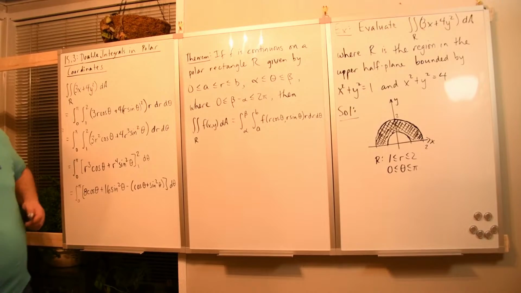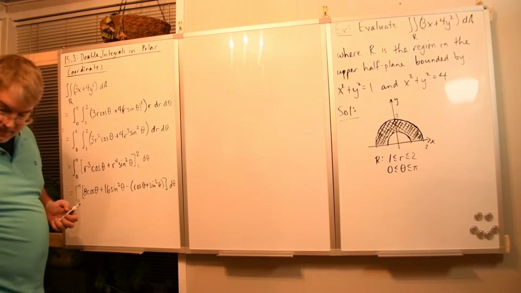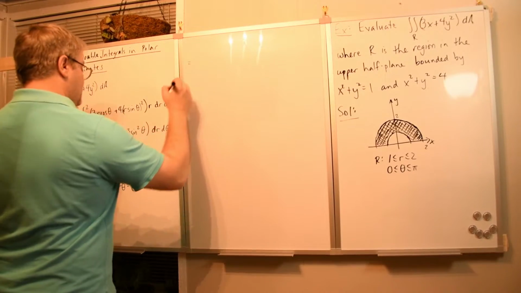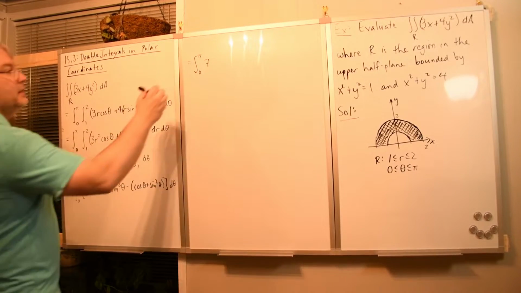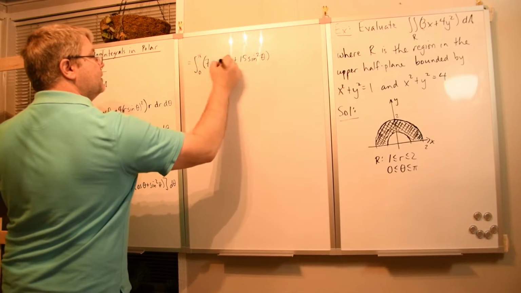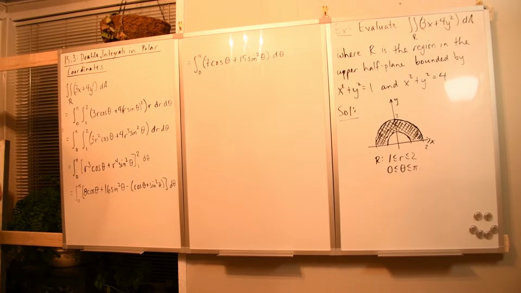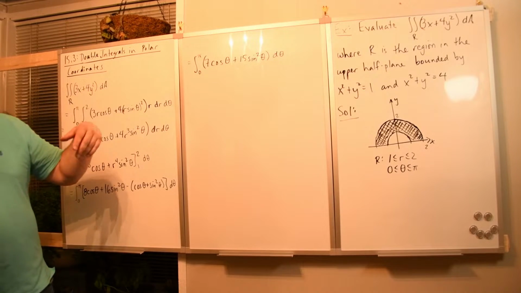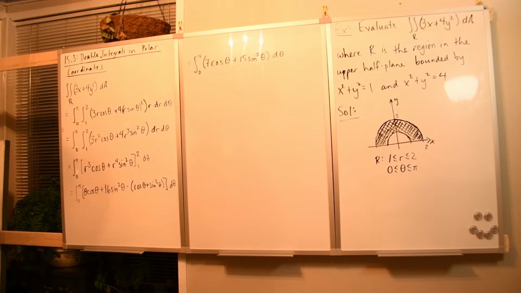So let's make a little more room. So this will be equal to the integral 0 to pi. Once again, 7 cosine theta plus 15 sine squared theta d theta. All right. Once we get it to that step, what we have to keep in mind is that, yes, we have to integrate with respect to theta, which means, in part, integrating the sine squared theta. And that's not exactly the most fun thing in the world to do.